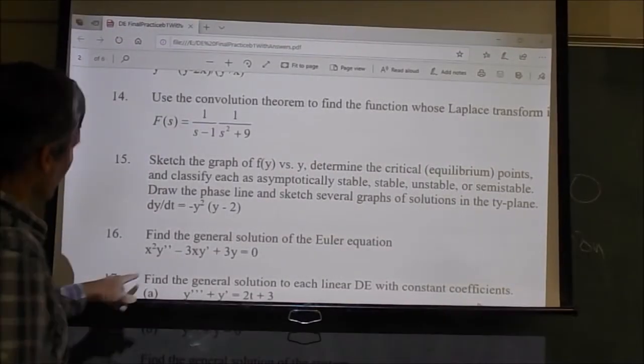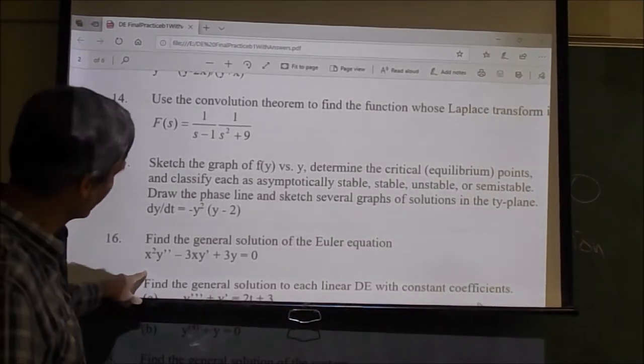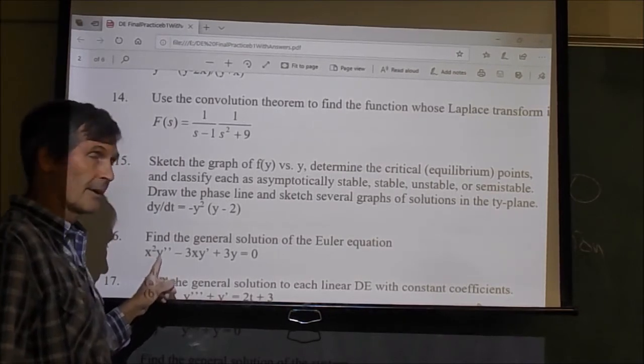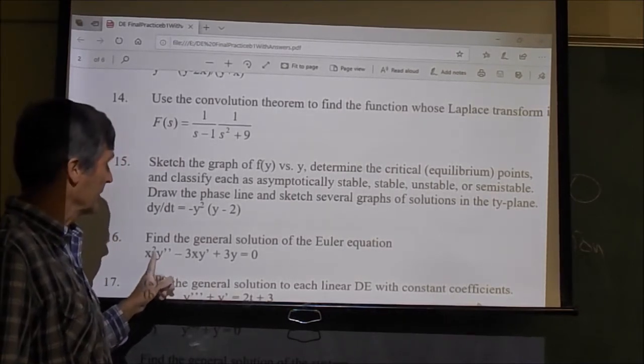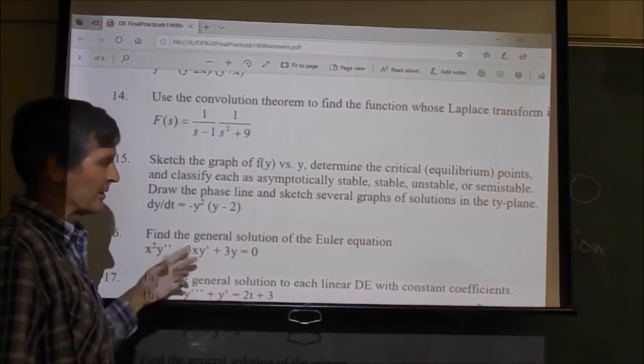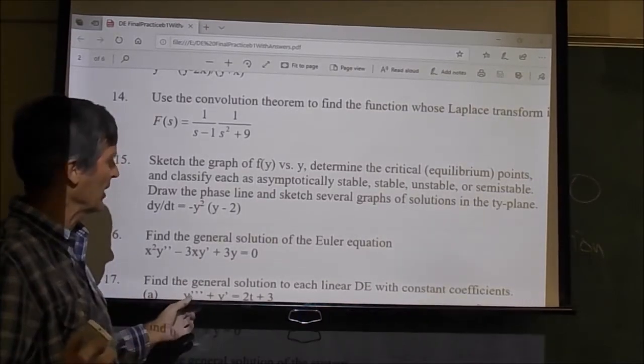Now number 16 here is a different kind of equation. It's an Euler equation. I'll show you how to solve these today. These are related to the equation with constant coefficients. You just make a change of variable by a substitution. Consequently, the method is almost identical. Here it is written out.